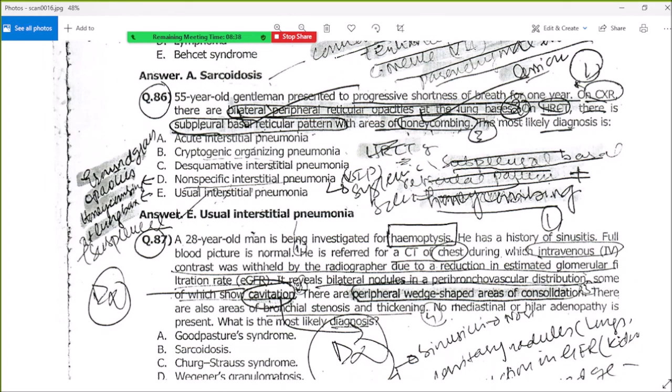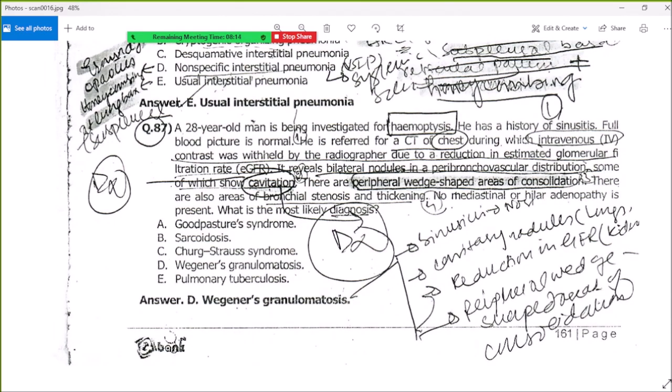86. A 35-year-old gentleman presents with progressive shortness of breath for 1 year. On chest X-ray, there are bilateral peripheral reticular opacities at the lung bases. On HRCT, there is a subpleural basal reticular pattern with honeycombing. Most likely diagnosis is usual interstitial pneumonia. The subpleural basal reticular pattern with areas of honeycombing is seen in usual interstitial pneumonia.